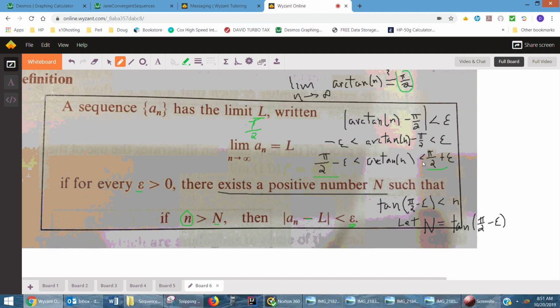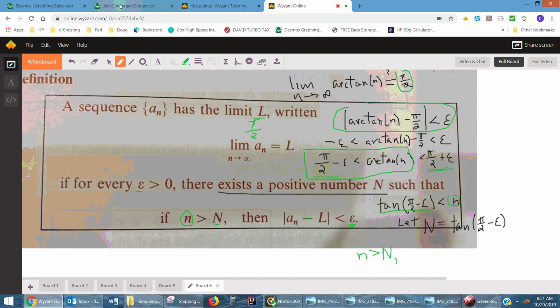It will just be n, and then I'll get this over here. And I want to focus on this part right here after taking the tangent. The tangent of pi over 2 minus epsilon has to be less than n. So n is greater than this value here, so I'm going to let n equal the tangent of pi over 2 minus epsilon. So as long as n is greater than big N, or capital N, then this statement right here will be true, because all I have to do is work backwards to end up here.